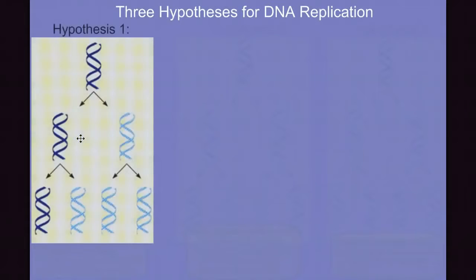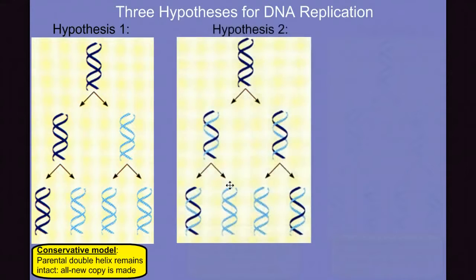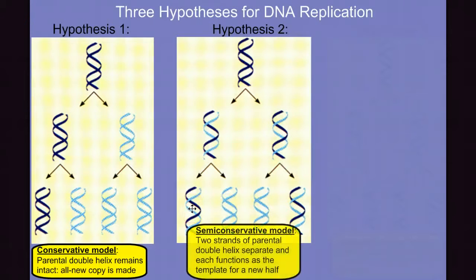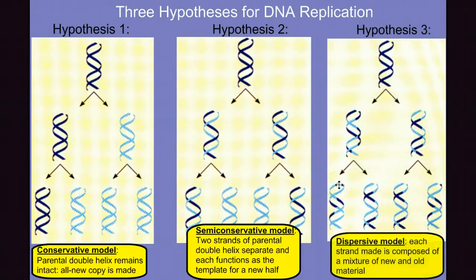There are three different hypotheses for the process of DNA replication. The first hypothesis is a conservative model, where the entire original DNA double helix is conserved, and the copy is made of entirely new nucleotides. The second hypothesis is called the semi-conservative model, where each new copy of the DNA is composed of one of the original strands and one new strand built using the original strand as a template. And the final hypothesis is the dispersive model, where each of the two copies are composed of a mixture of old and new material on each strand.